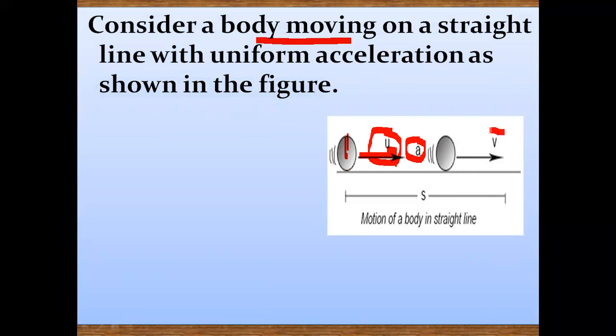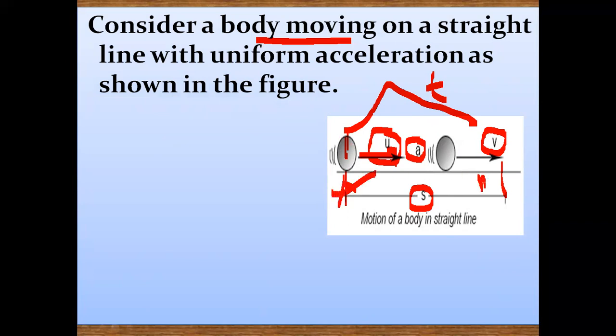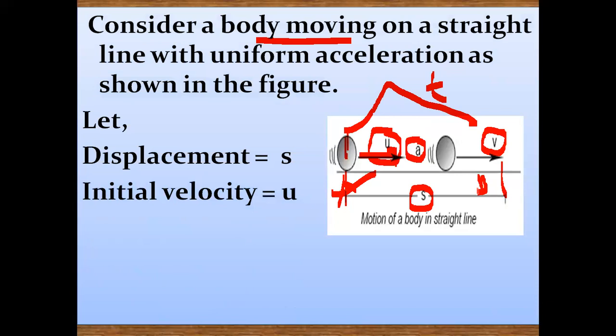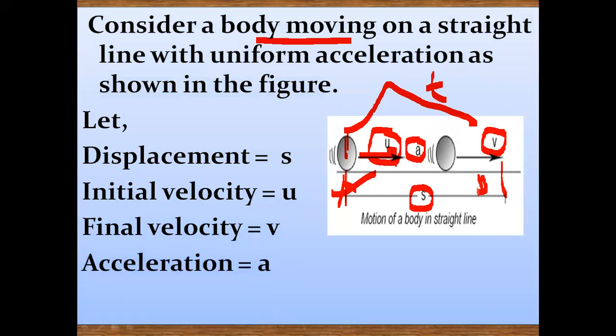And this is the final velocity. After a certain period of time, it covers a distance, a displacement, that is S, and it takes t time for moving from point A to point B. Here S represents displacement, initial velocity is represented by u, and final velocity is represented by v. Acceleration is represented by a, and time taken is represented by t.